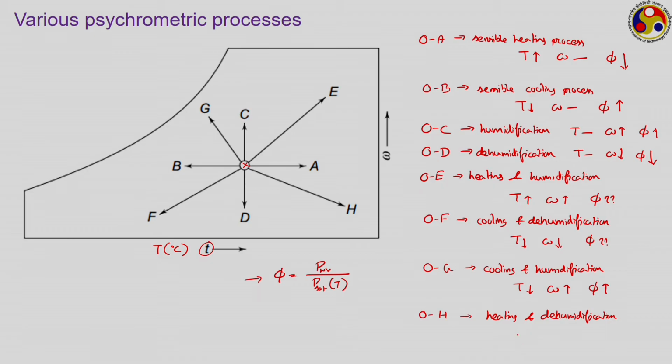So, during this process, as you can see from the chart, temperature is increasing, omega is decreasing. What will happen to phi? So, phi, we are moving further away from the saturation curve. So, phi also has to decrease. Again, from the mathematical expression point of view, the numerator is decreasing because omega is decreasing, denominator is increasing. So, on both counts phi has to decrease.